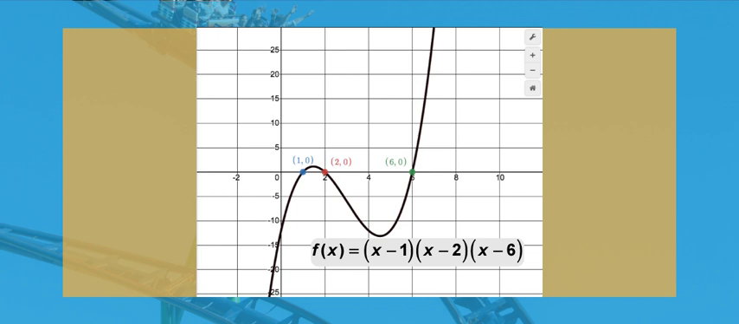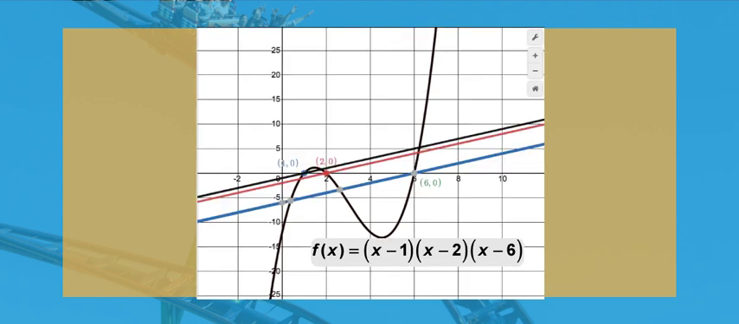This cubic function can be rewritten in this form. Try graphing both forms of the cubic function on a graphing calculator. You'll see the graphs are identical. Notice that each factor is a linear binomial.